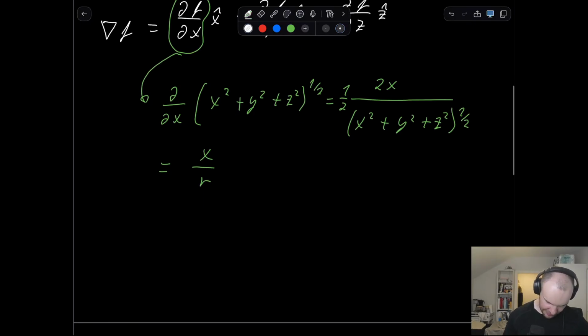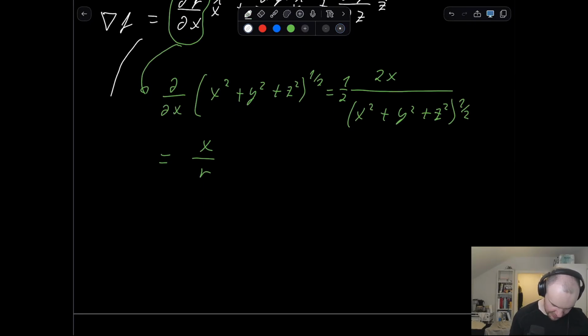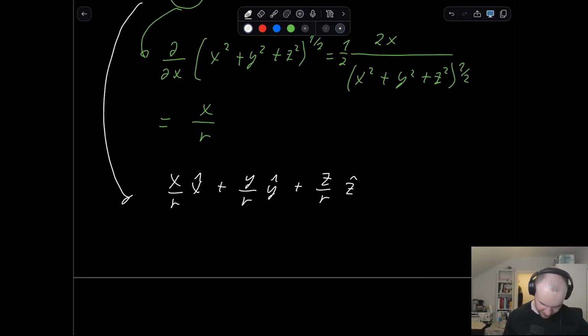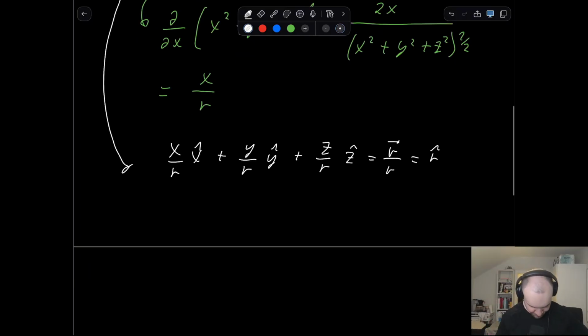Which means that we get the same result for each of these pieces. So we get x over r in the x hat direction, plus y over r in the y hat direction, plus z over r in the z hat direction. Now this x plus y plus z is just the vector r divided by r, which is r hat. Again, the steepest path is now in the radial direction. Why? Because our function is the distance to the origin. Perfect. Okay, now let's keep on going.